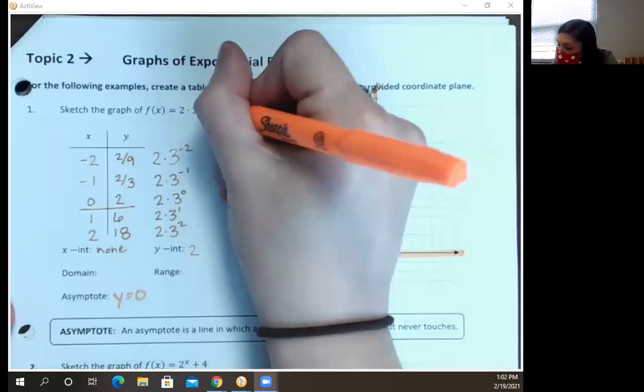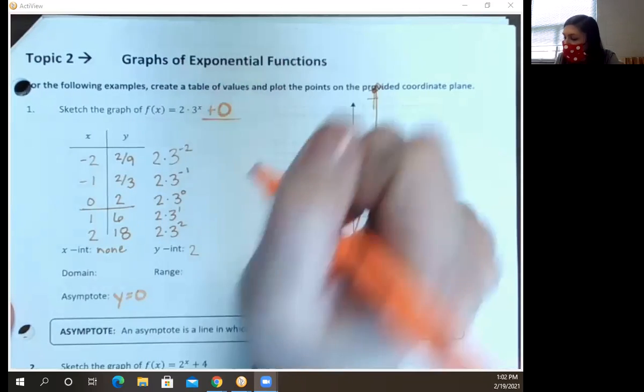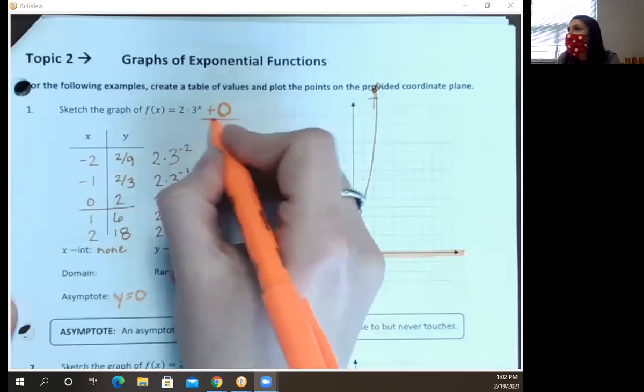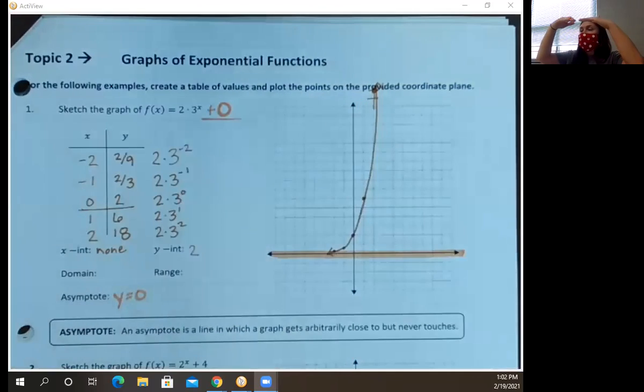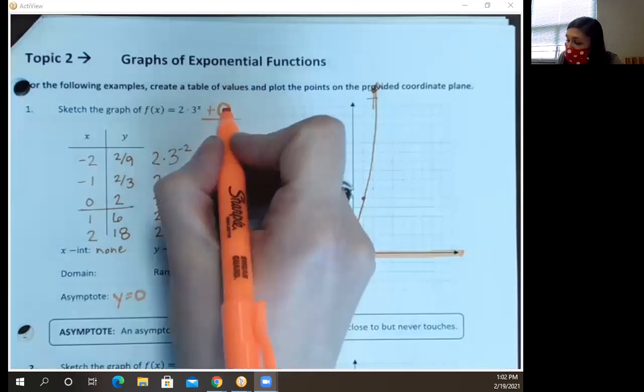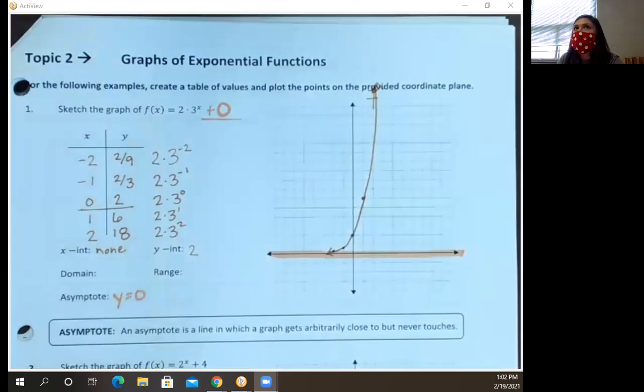So I'm going to write in plus 0 here at the end as my reminder that that's where my asymptote lives. If I had plus 2 at the end, my asymptote would be up at 2. If I had minus 5 at the end, it would be down at negative 5, okay? So you can always tell where your asymptote is by looking at the end of your function.